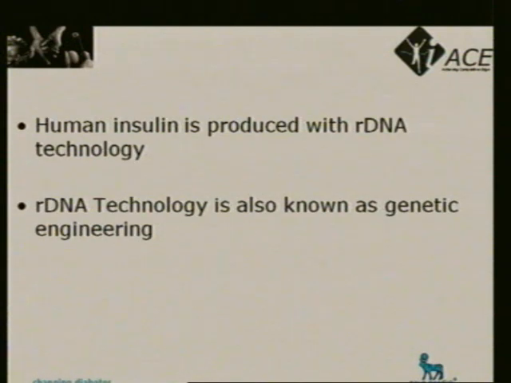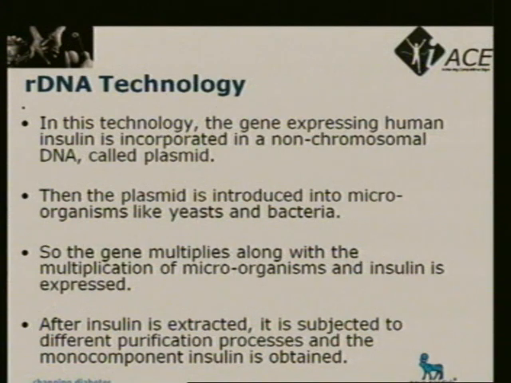And recombinant DNA technology is also known as genetic engineering. In this technology, the gene expressing human insulin is incorporated in a non-chromosomal DNA called plasmid. Then the plasmid is introduced into a microorganism like yeasts and bacteria, and the gene multiplies along with the multiplication of the organism's genome, and insulin is expressed.